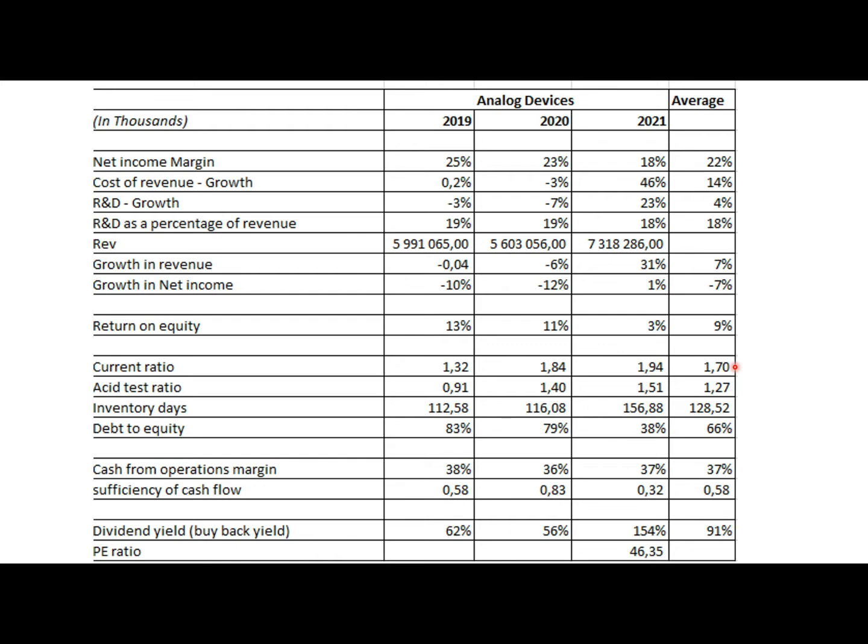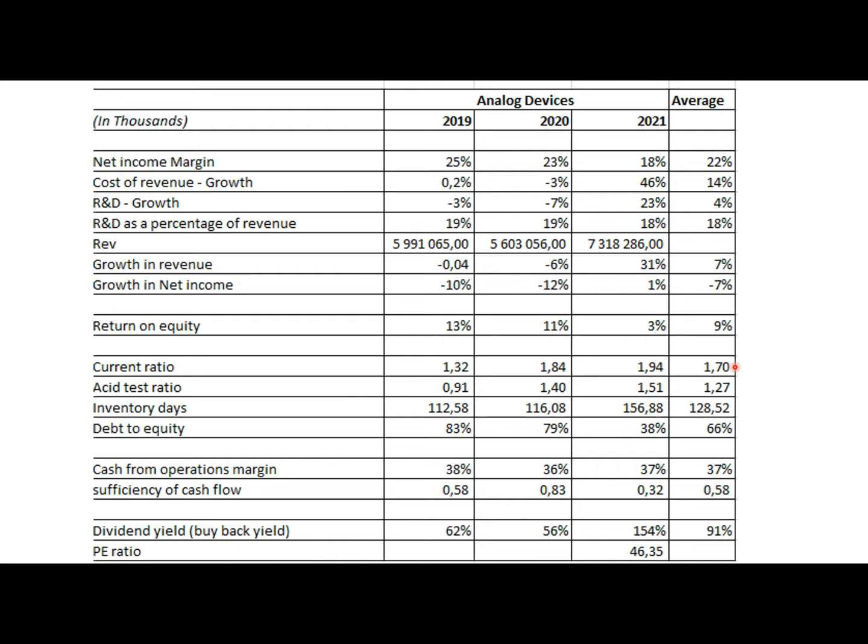Now, furthermore, just back to the asset test ratio, it does show that AD does not hold a significant amount of stock in value terms or in dollar terms. So it is a pleasing sign, a positive sign of good asset management.